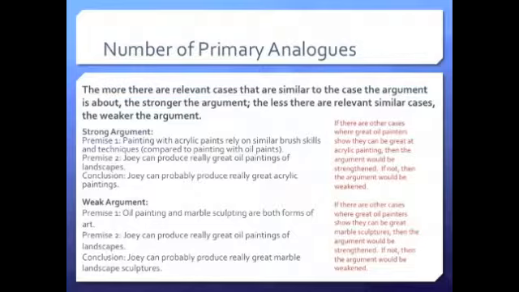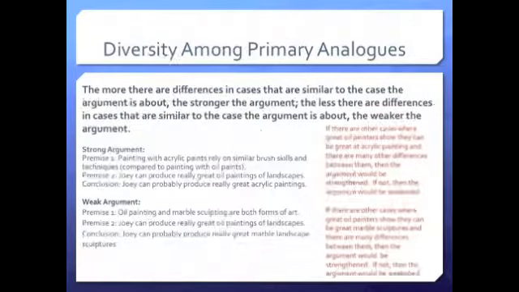So, this is a weak argument from analogy, specifically because there are not very many primary analogs. Another thing to consider, other than the number of primary analogs that exist, is the diversity among primary analogs. The more there are differences in cases that are similar to the case the argument is about, the stronger the argument. The less there are differences in cases that are similar to the case the argument is about, the weaker the argument. Now, what does this actually mean in terms of the differences in the cases?